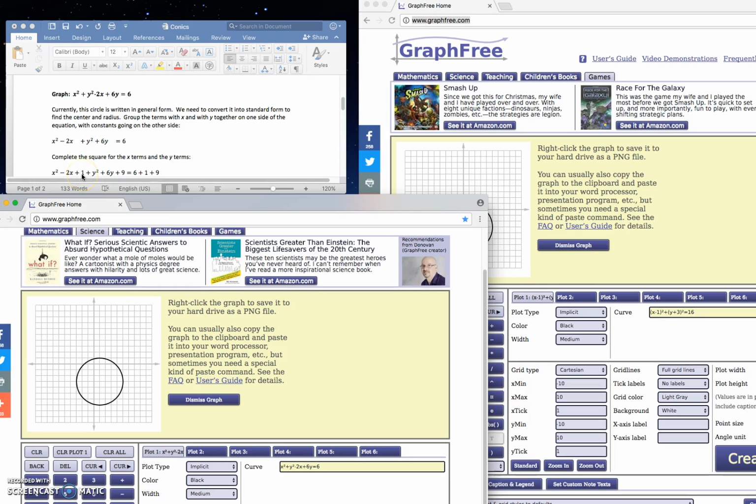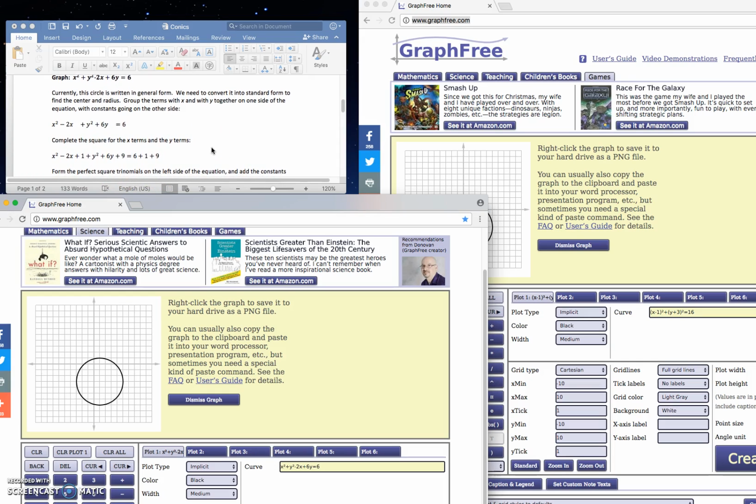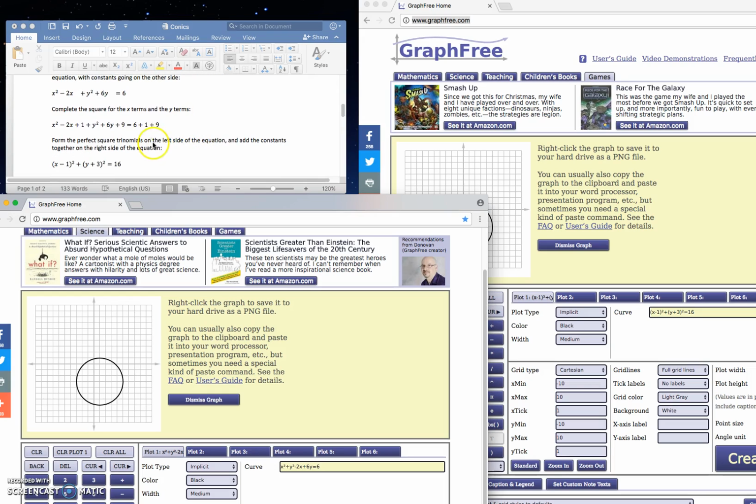There's my 1. You add a 1 to both sides of the equation, and you add a 9 to both sides of the equation. And now we're going to form perfect square trinomials on the left side of the equation and add the constants together on the right side. So x squared minus 2x plus 1 is a perfect square trinomial. It's x minus 1 quantity squared. And this part here is going to factor down to y plus 3 quantity squared. And as for the right, 9 plus 6 plus 1 is 16.